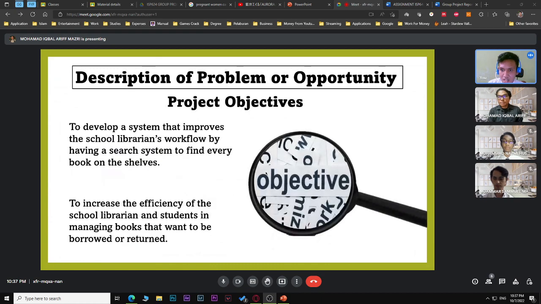Our project objective is to develop a system that improves the school librarian workflow by having a search system to find every book on the shelf. This is to increase the efficiency of the school librarian and students in managing books that want to be borrowed or returned.